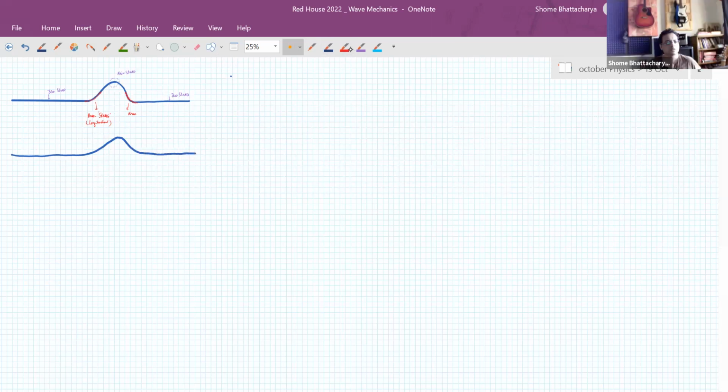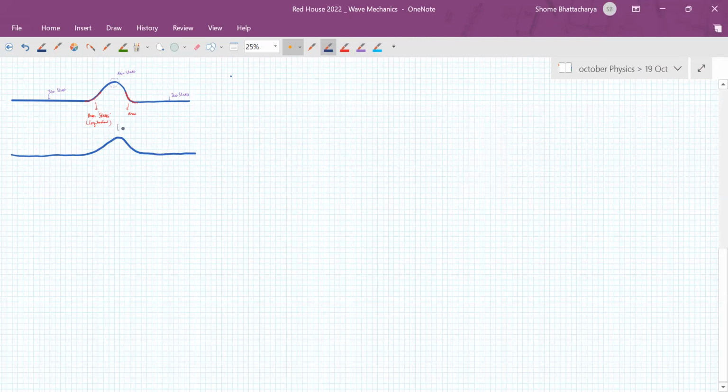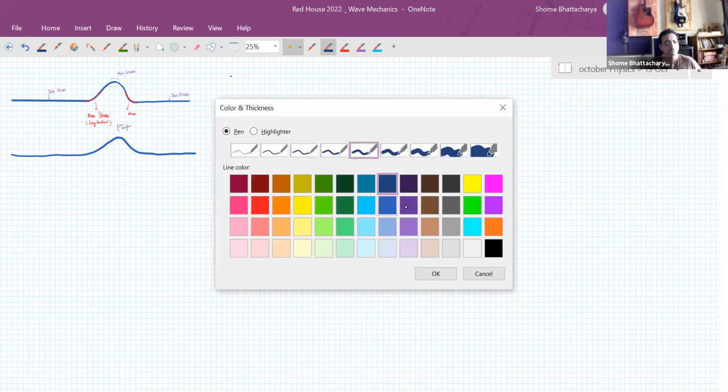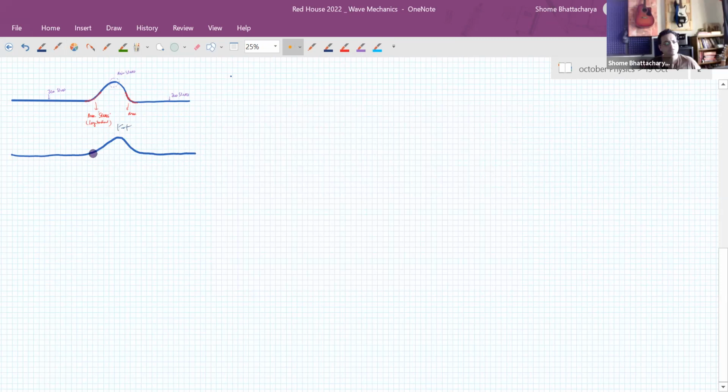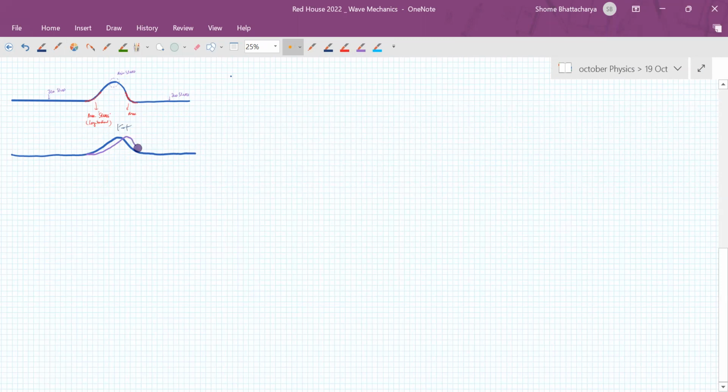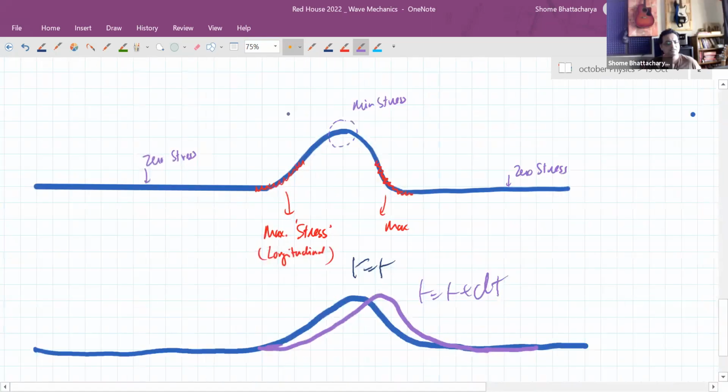Okay, so this is the pulse at time t. Now, just a moment later, at time t plus dt, the pulse would have become like this. Okay, so you can see that as this pulse is propagating, these particles have maximum downward speed and these particles have maximum upward speed.